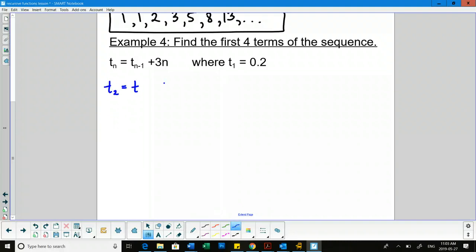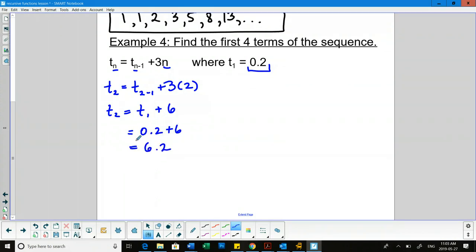Okay, so if I have the first term, I'll just show you how this formula works here. I'm going to go to the next term, term 2, and I'm plugging in the same thing for all of these n's, right? Every single one of these n's should get the same value as I'm calculating. So term 2 will be equal to term 1 plus 3 times the term number, which will be 2, of course, because that's what we're calculating. And then we know term 1 is 0.2.